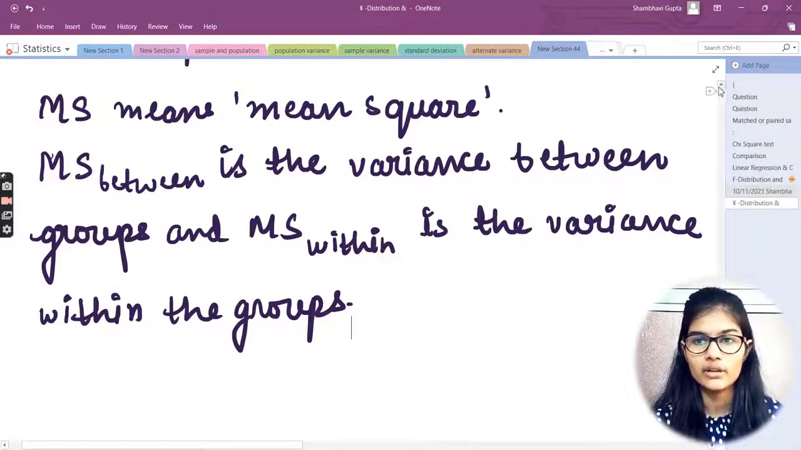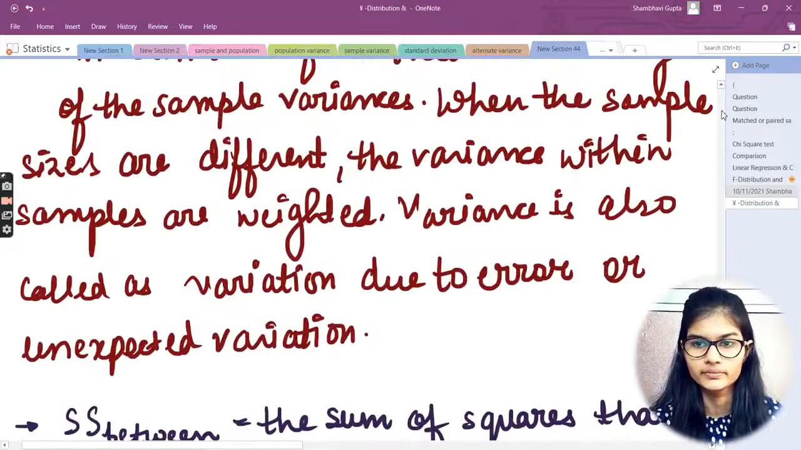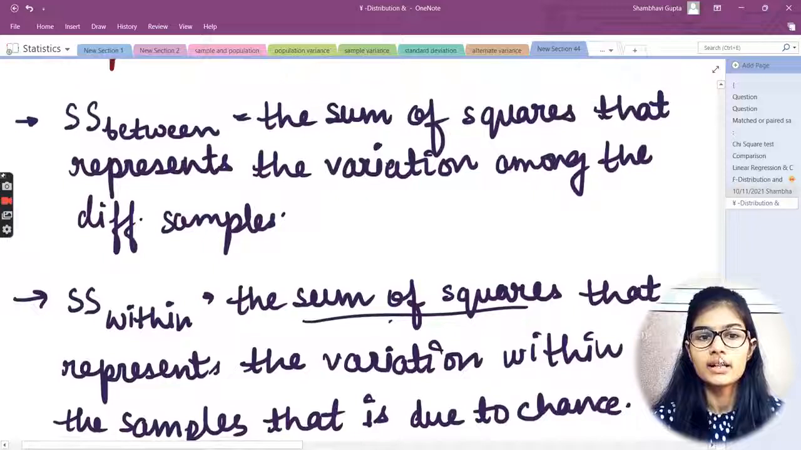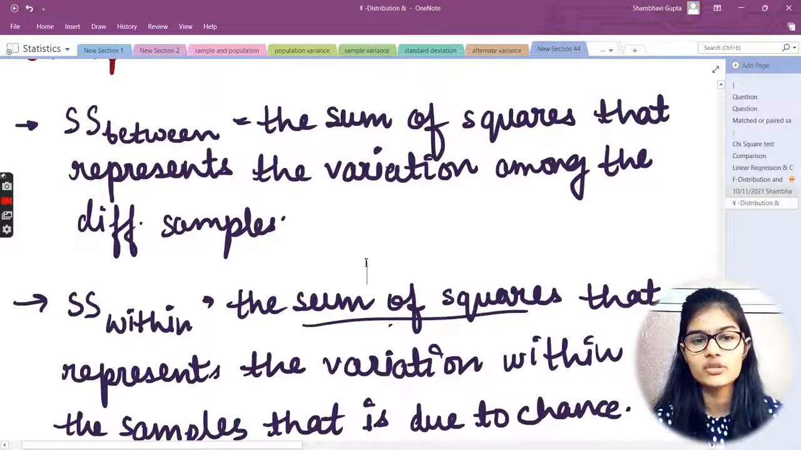Let me take you above a little bit. Right here. So SS was the denotation that we used, right? We used SS between, the sum of squares that represented the variation among the different samples. So SS basically means the sum of squares, okay? Now what does SS between represent? It represents the variation among the different samples.